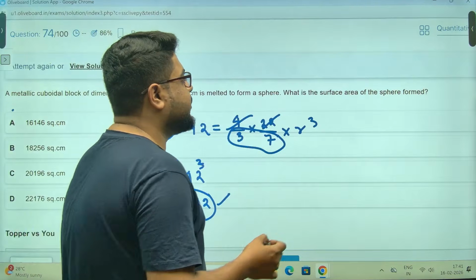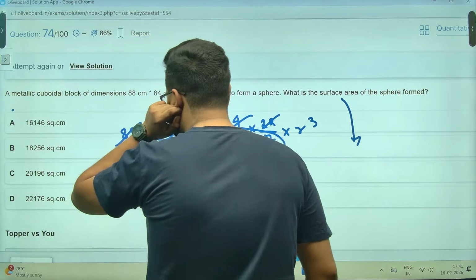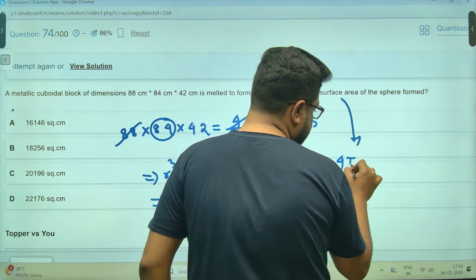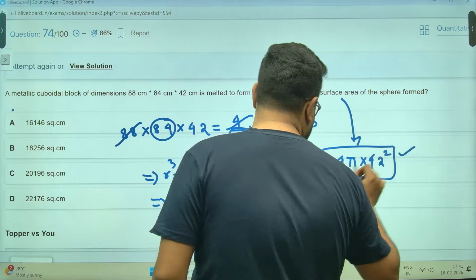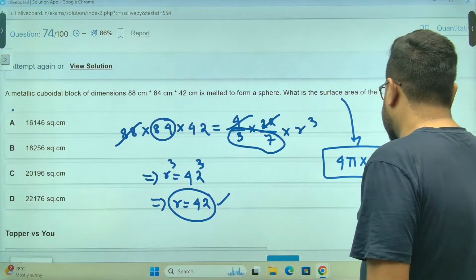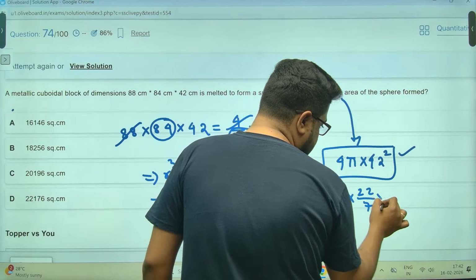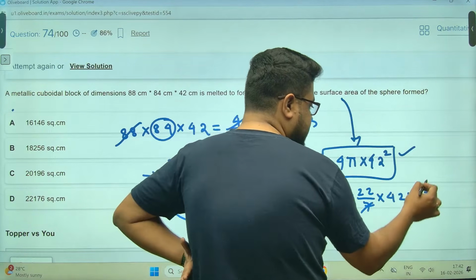Now they are asking surface area. Surface area. 42 square, na, sir. Surface area will be 4 pi r square. So 42 square. Let's use some logic. 22 by 7. So again, it will be like this. 4 into 22 by 7 into 42 into 42. Again, I am allergic to this calculation.